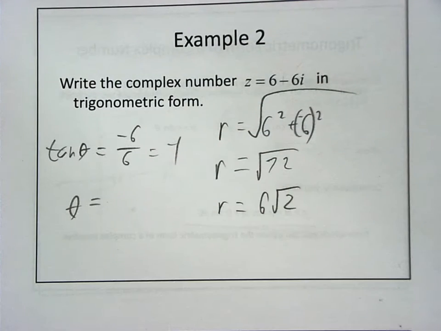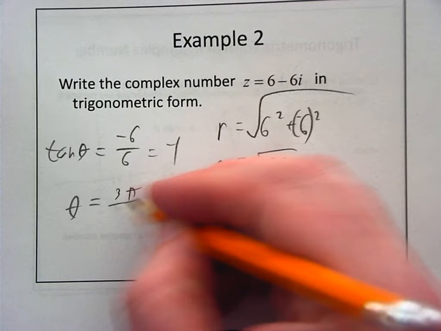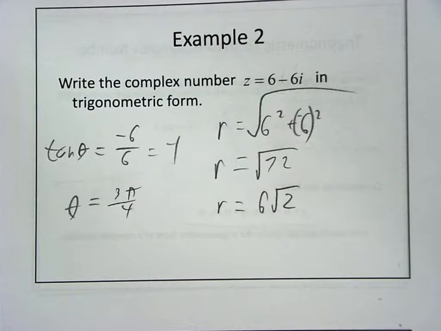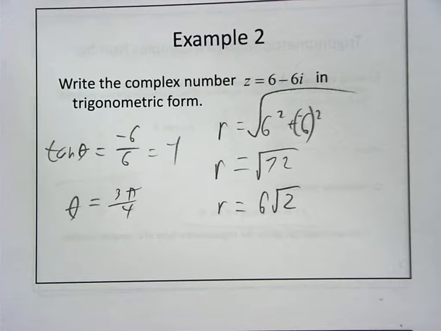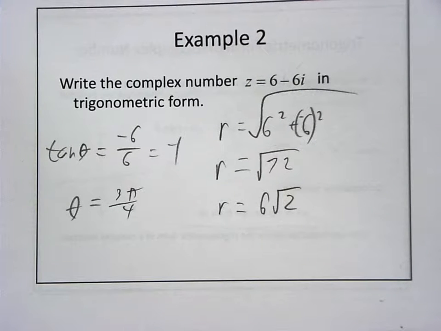Say again? 3 pi over 4. Would that work for this one? Do you want degrees? No, you want radians for this. Would that work for this one?